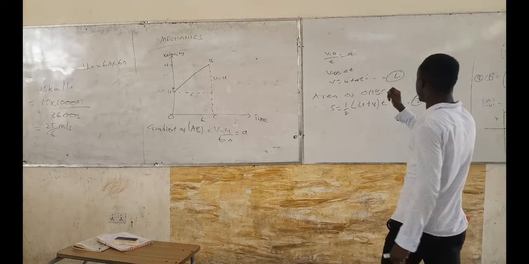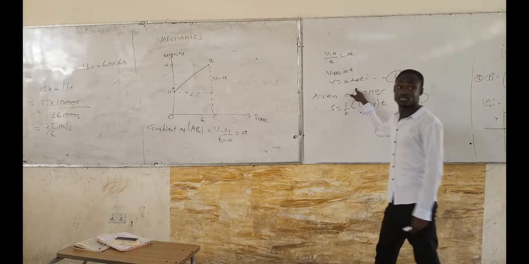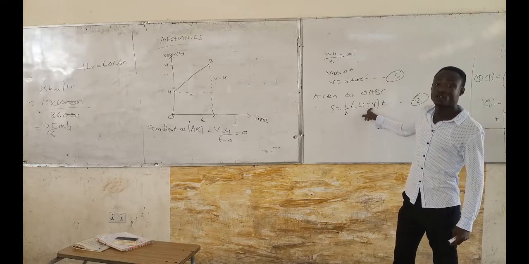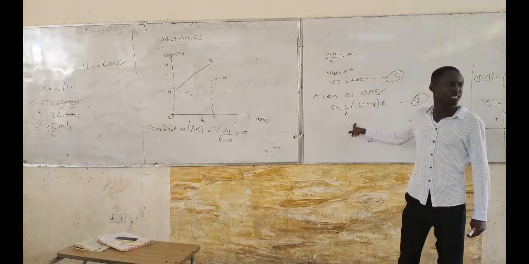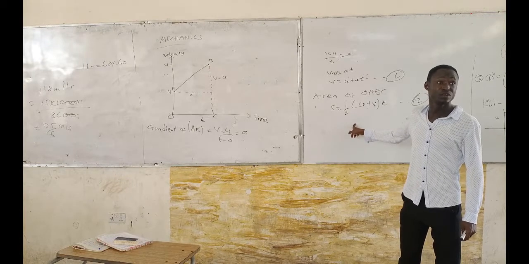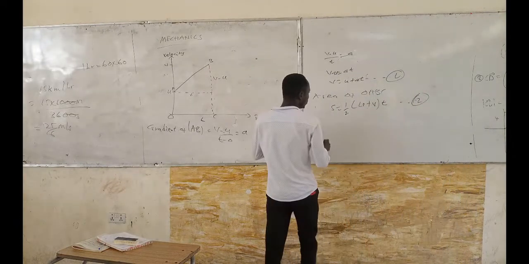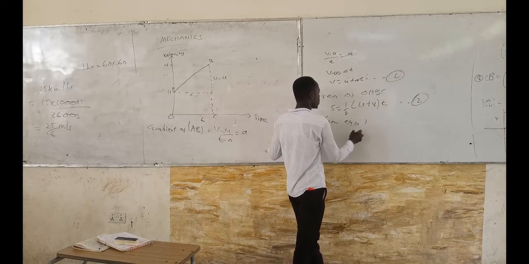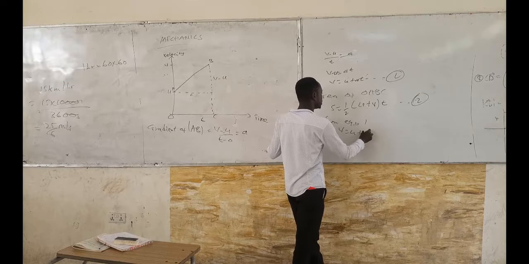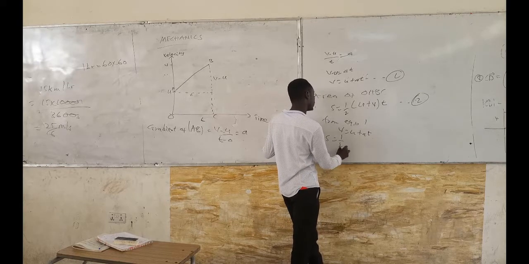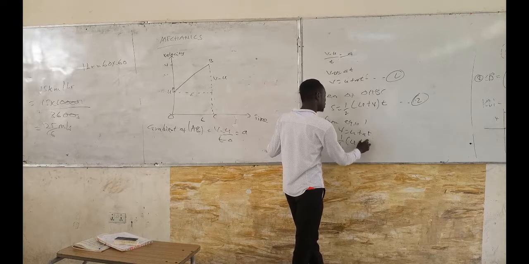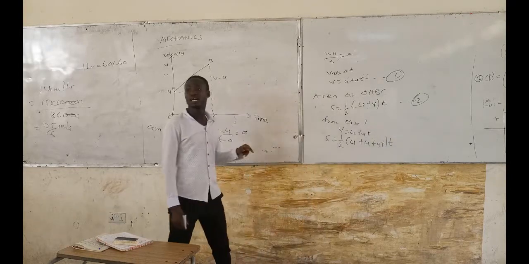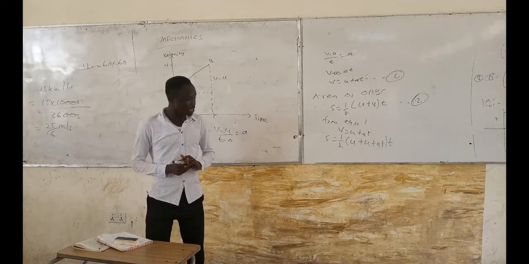Now, from what we have here, let's do some substitution. Let's substitute the value of V in equation 1 into this, and let us see what we get. These are the three equations. Very good. So from equation 1, V is equal to U plus AT. So S equals half (U plus U plus AT) times T. Please, are you following what's going on here? All right.